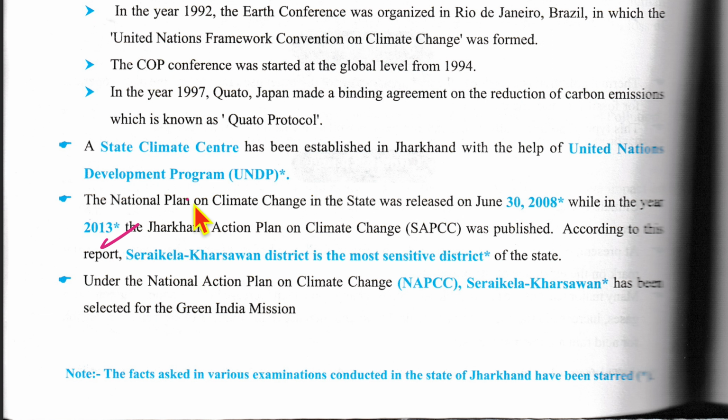While in the year 2013, the Jharkhand State Action Plan on Climate Change, SAPCC, was published. According to this report, Saraikela Kharswan is the most sensitive district in the state. Under the National Plan on Climate Change, Saraikela Kharswan has been selected for the Green India Mission.